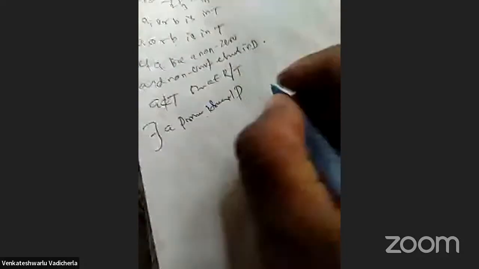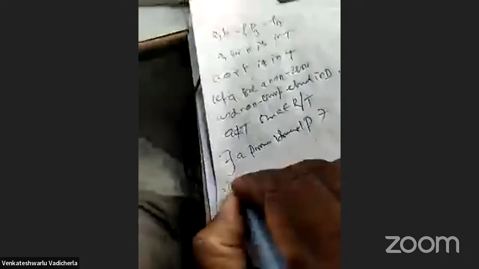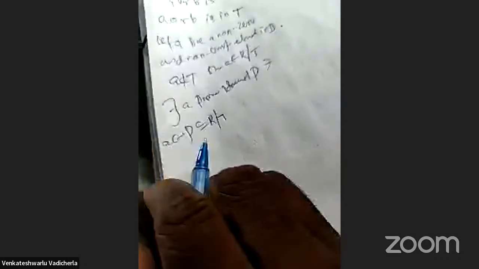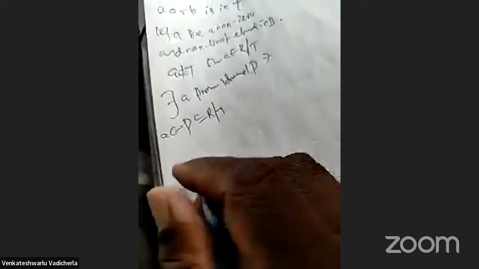There exists a prime ideal P such that A belongs to P, a subset of the radical of T. By hypothesis, that prime ideal P should contain a prime element, so it will be in T. This is a contradiction, since A belongs to T.